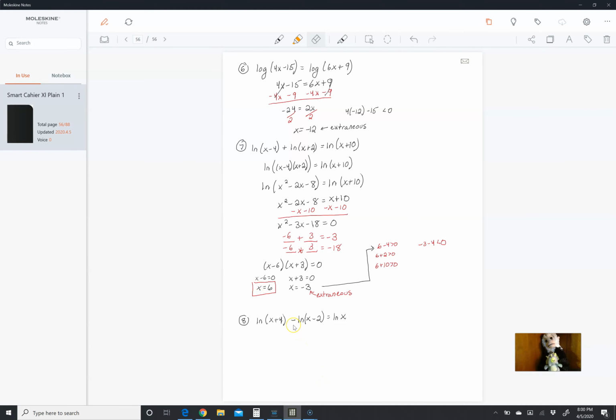Now here's why this one is different. This one is different because we have a minus sign instead of a plus sign. And all of the other ones we've condensed by multiplying. But we have a minus, so instead we have to condense by dividing. So this is going to become ln of x plus 4 divided by x minus 2 equals ln of x. Now this is okay that this happens, okay? The arguments are the same, so we set the arguments equal to each other.